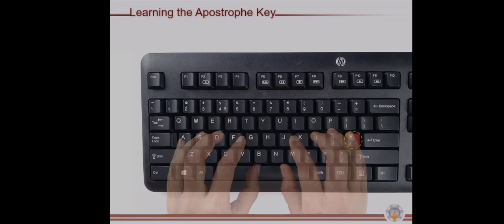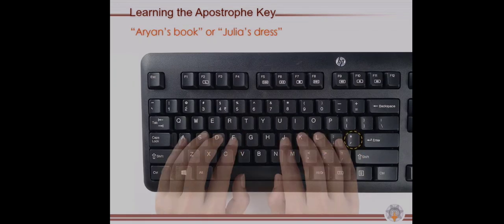It almost always comes in the middle of a word like you're, they're, or can't, as well as in many other words denoting possession. For example, Aryan's book and Julia's dress. The apostrophe is typed with the right hand's little finger.